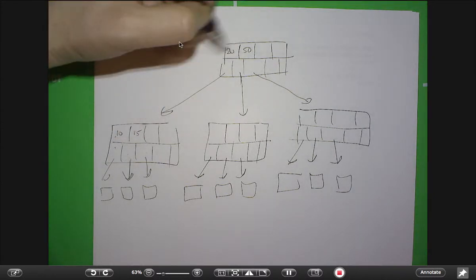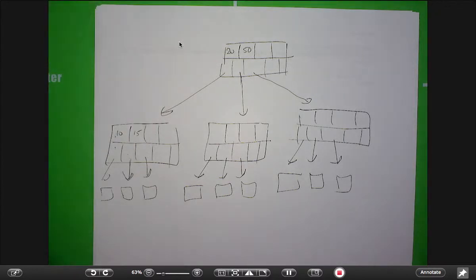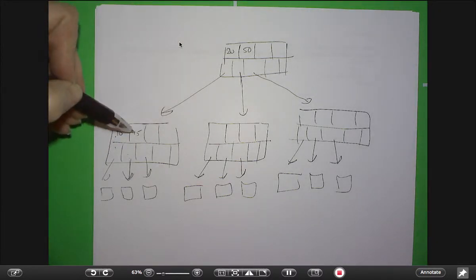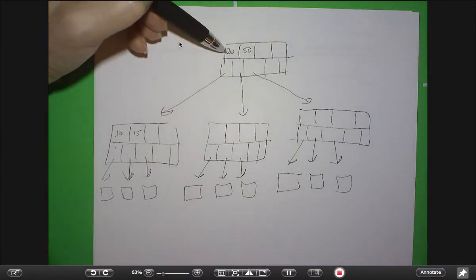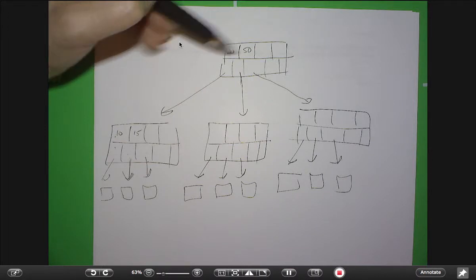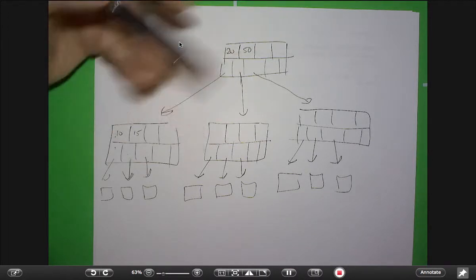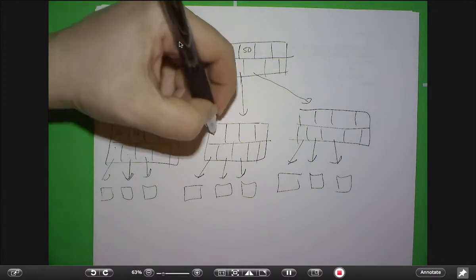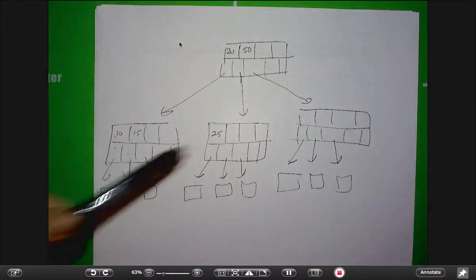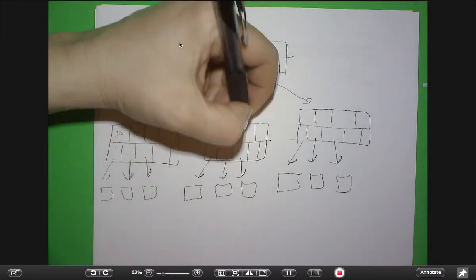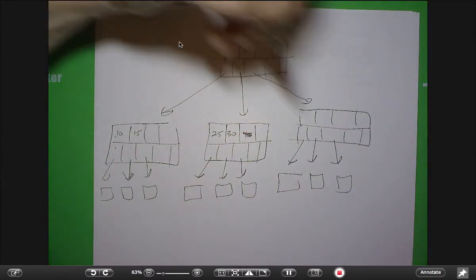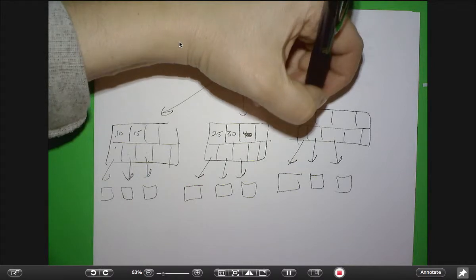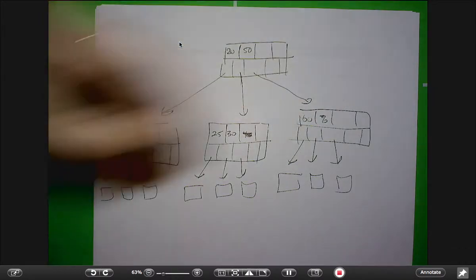If it is less than 20 but greater than or equal to 15, you follow this node, right? So if it is greater than or equal to 20 but less than 50, you follow this node. Then here, for example, you can have 25, 30, and 40. I don't need this one. Okay. And then greater than 50, you can have 60 and 70.